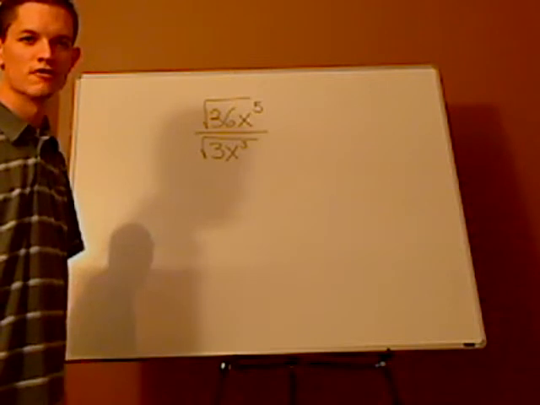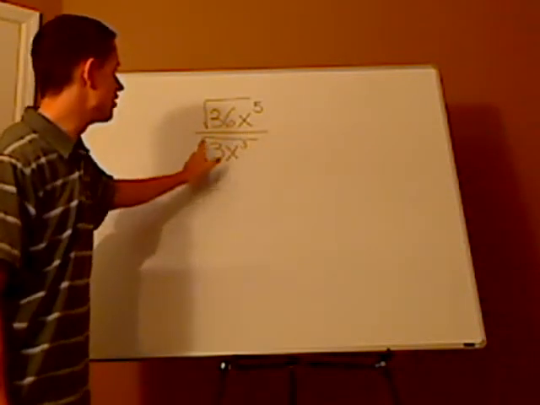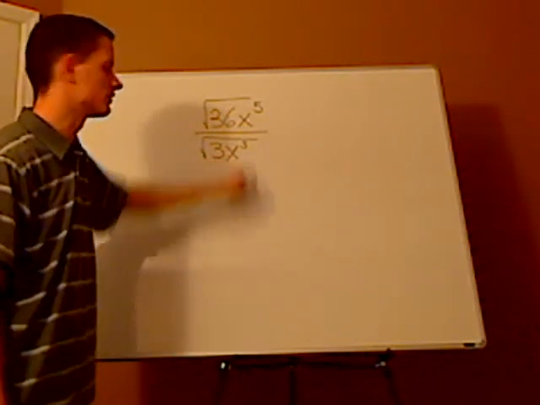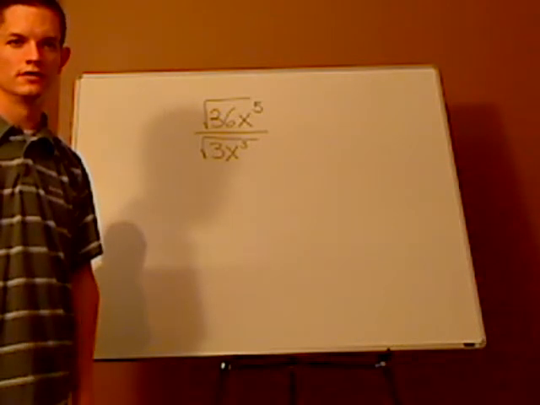So go at it. It is the square root of 36x to the fifth over the square root of 3x cubed. So pause the video, try it, see if you can do it on your own.